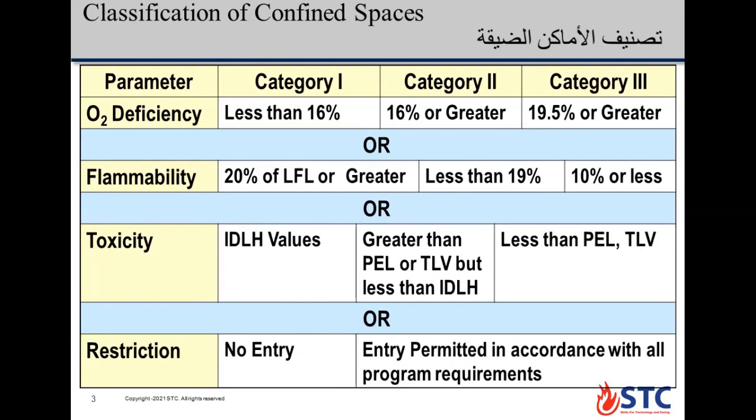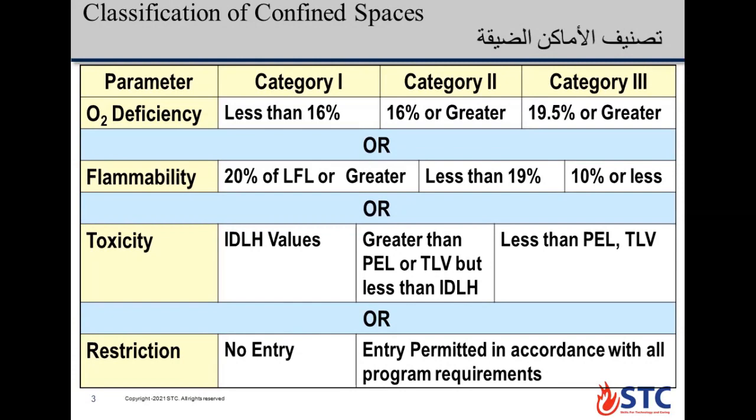In Category 2, if the oxygen level is 16 or greater, and flammability is less than 19, and the toxicity of the gas is also high, you must enter with a permit and accreditation with all the required programs.